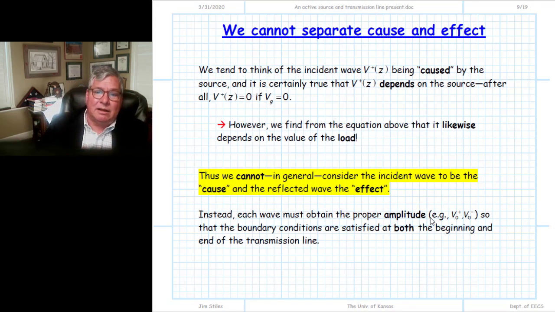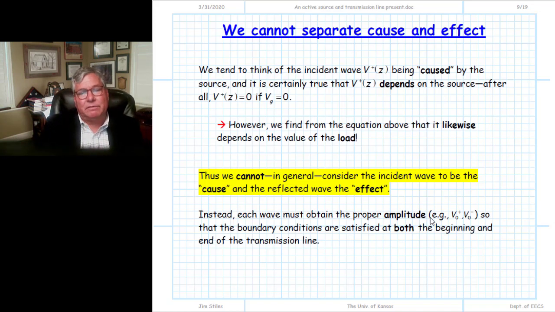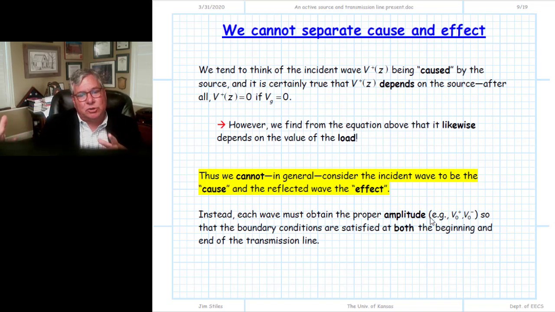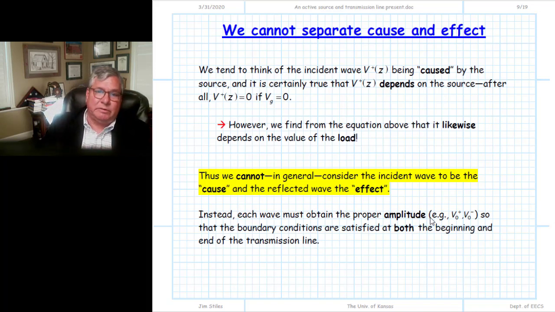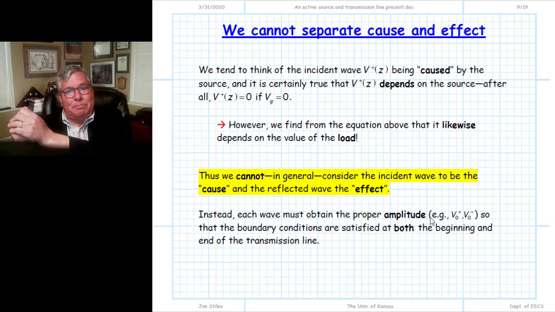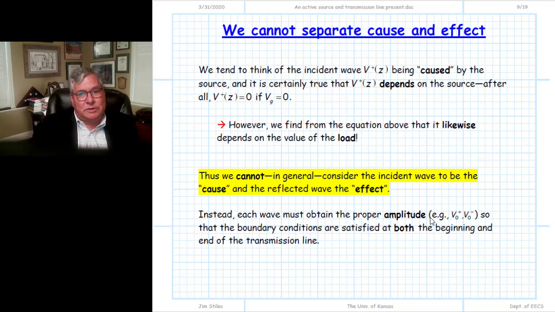Often students think of the plus wave voltage, the voltage associated with the wave that is propagating from the source down the transmission line toward the load. We think that plus wave voltage is due to the source and the source alone. Now certainly, as we've just seen mathematically, it does depend on the source. But also, as we've seen mathematically, it depends on the minus wave, the wave that is reflected from the load at the end of the line that is propagating back toward the source.